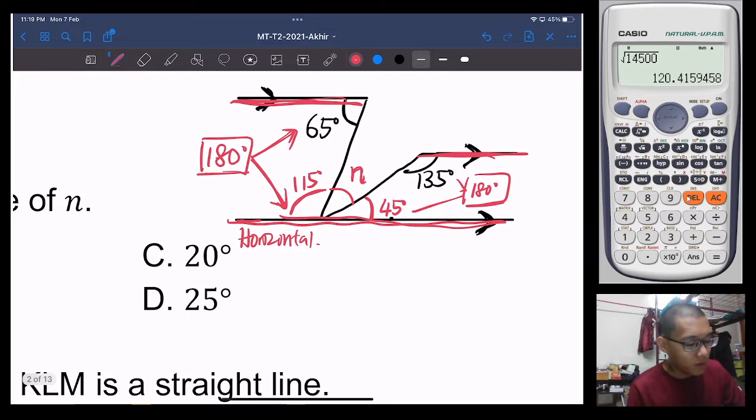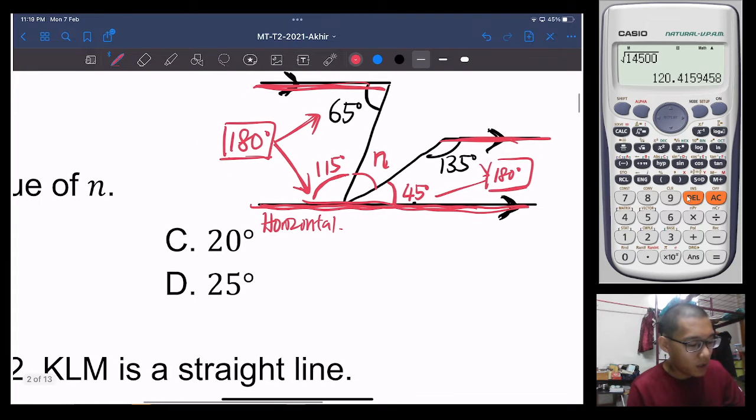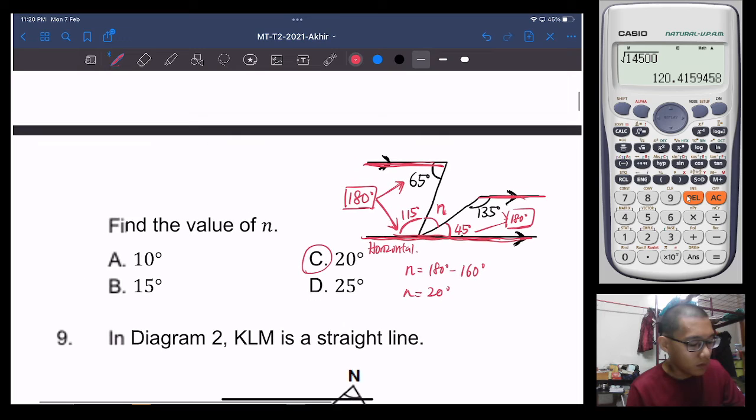So here we have angles on a straight line. We have n, 115, 45. So you can find n is equal to 180 minus the sum of the two angles, which should be 160. So n is 20 degrees. Okay, so n is 20 degrees. Done.